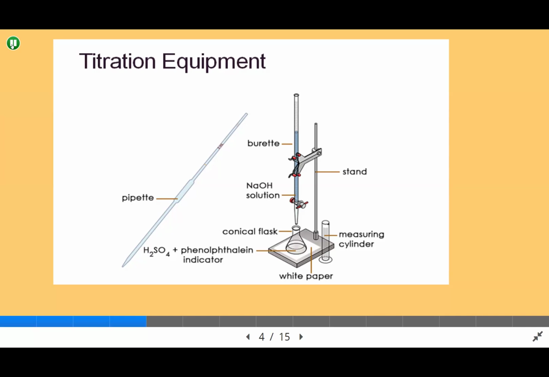Here we have our pipette. You have your stand holding everything up, attached to your burette, which has your base solution in it. Then in your Erlenmeyer flask or volumetric flask, you have your acid. It's sitting on a white piece of paper, and you also have a measuring cylinder.